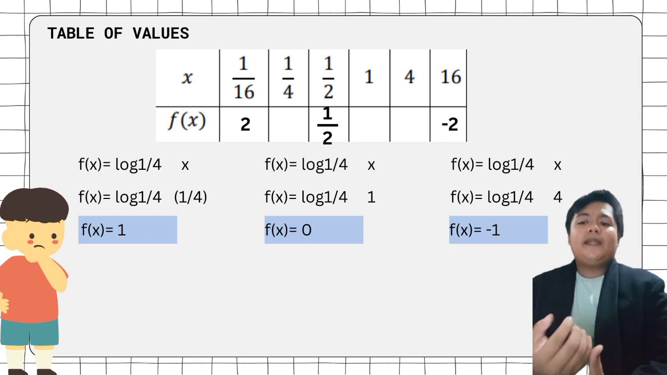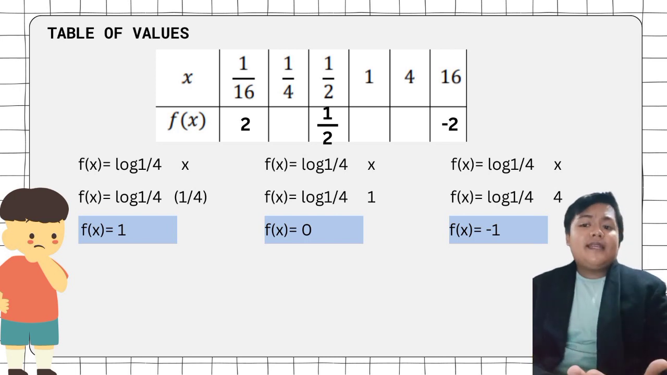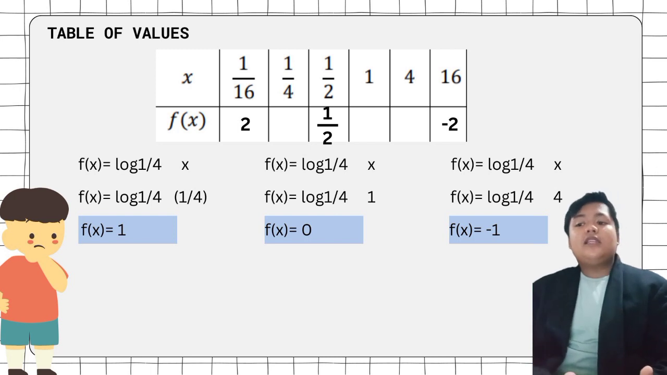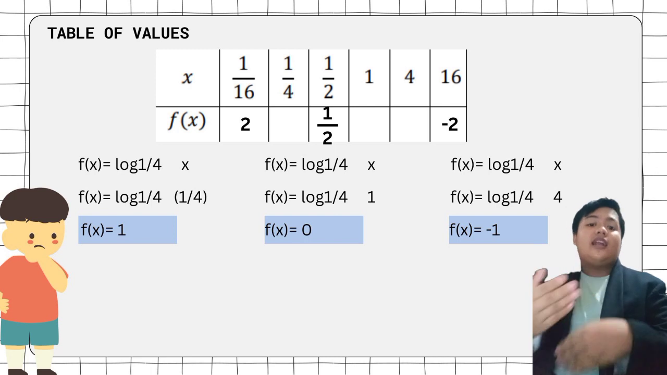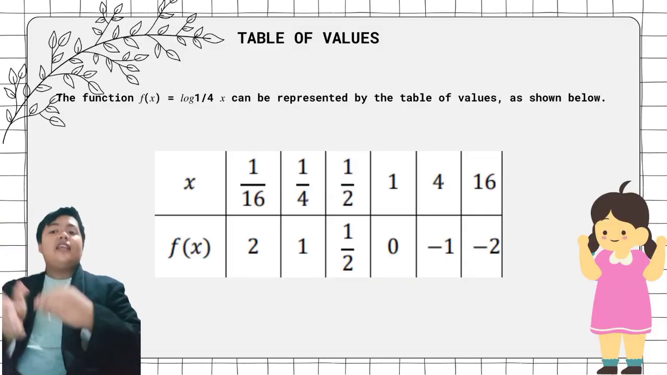So, next one, hanapin natin is yung 1. So, f of x is equal to log 1 base 1/4. So, ang kinalabasan niya is 0. Then, doon naman tayo, hanapin naman natin yung 4. So, f of x is equal to log 4 base 1/4. So, ang kinalabasan niya is f of x is equal to negative 1. So, ito na yung table of values.